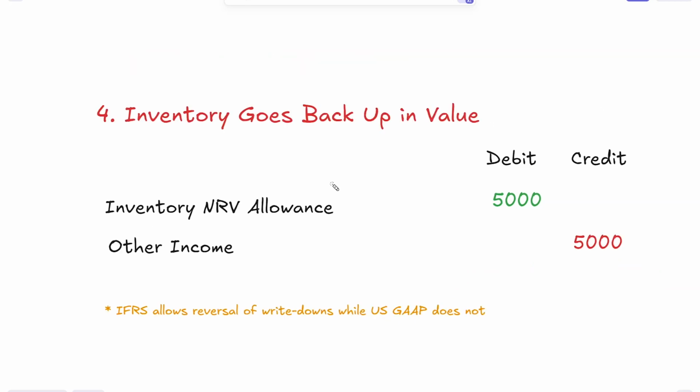On the other hand, if let's say this supplier fails and our inventory is actually not obsolete, it goes back up in value, then we can decrease our inventory NRV allowance by debiting it, so we can close the credit balance, and we can recognize other income at the time when we realize that it's going back up in value. And keep in mind here that while IFRS allows reversing write-downs, US GAAP does not. So keep that in mind based on which standards you're applying.